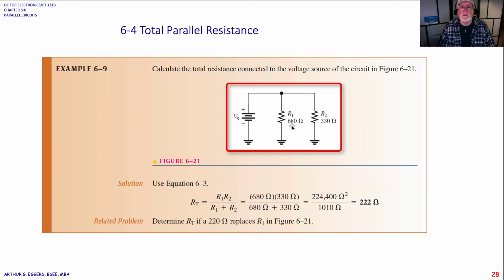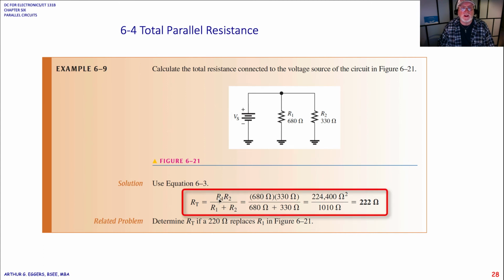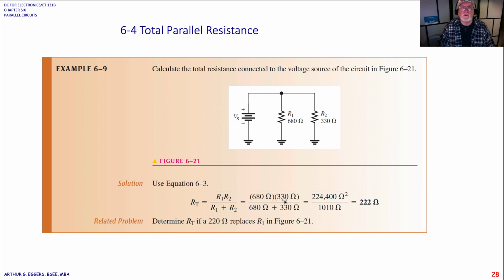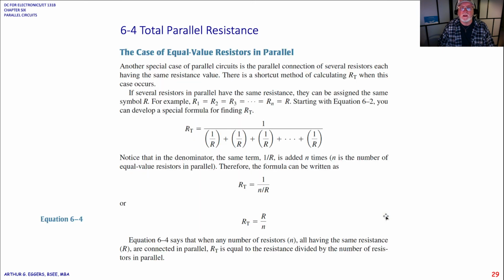R1 is 680 ohms. R2 is 330 ohms. And you can see if we put it into the relationship, the product over the sum, we have 680 multiplied by 330, and then we take the sum in the denominator, 680 plus 330, dividing one into the other. You can see we got 222 ohms. And lo and behold, that total resistance is smaller than the smallest value. The smallest value was 330. The total resistance then becomes 222.